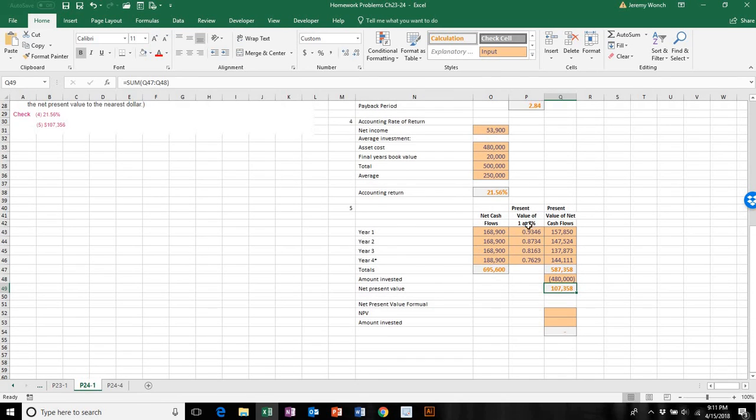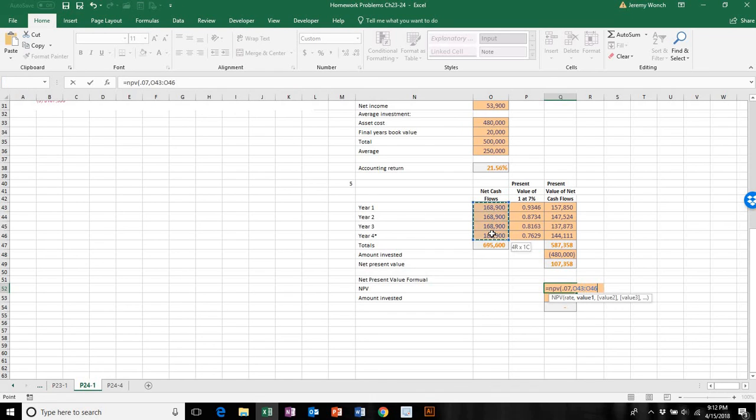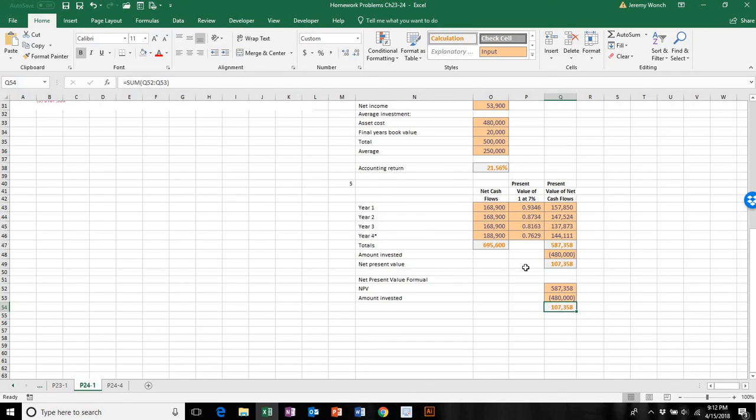And we can do this easier than building tables. We can just use the net present value function in Excel. That's just NPV. Enter in our interest rate, 7%, and then we select our values for each one of these 4 years and close the parenthesis. And see, that gives us the exact same 587,358 as we calculated up here. Now if we subtract out our investment, we get the exact same net present value and a lot less work.